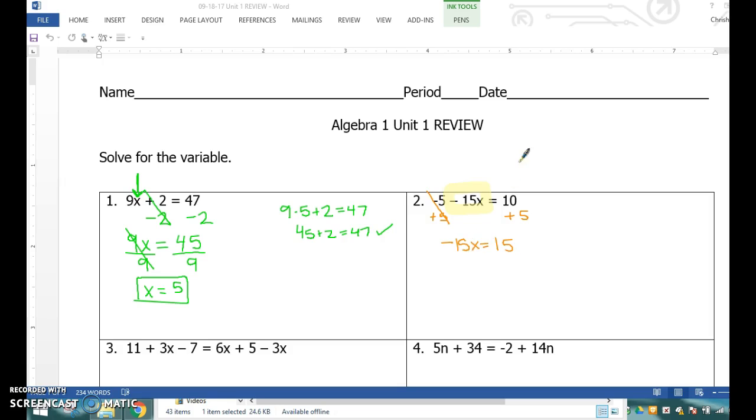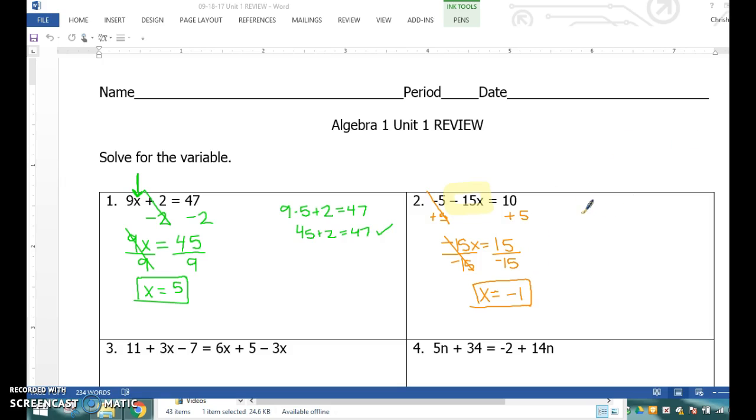I see a number, the coefficient, and my variable x are touching. They're right next to each other. That means multiplication. So I'm going to do the opposite, which is divide, and I'm going to divide both sides by negative 15. A positive divided by a negative is negative. So my answer is negative 1.